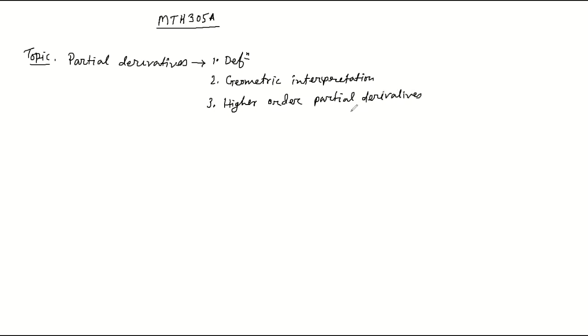Then we define smooth functions. So definition of smooth function. Item number 4, smooth functions. And the fifth subtopic is max or min. At a point of max or min, all the partial derivatives are 0. So the first item, definition of partial derivative.